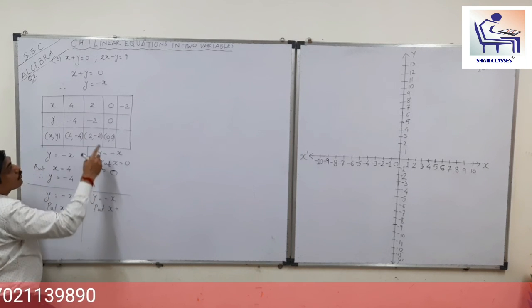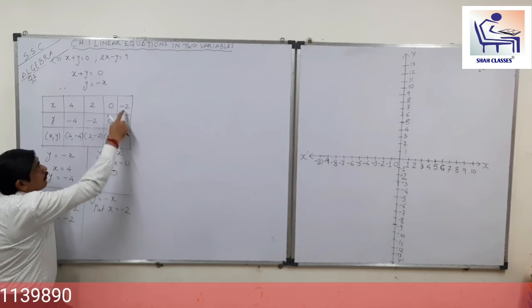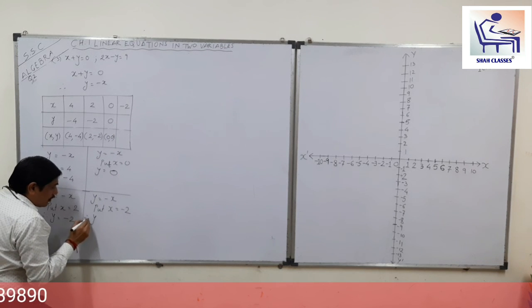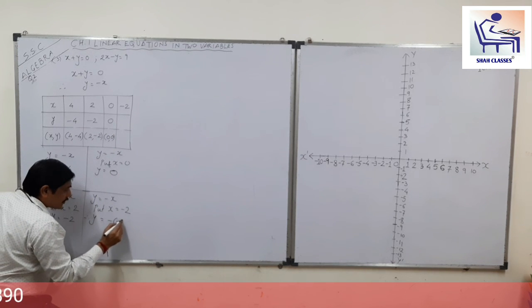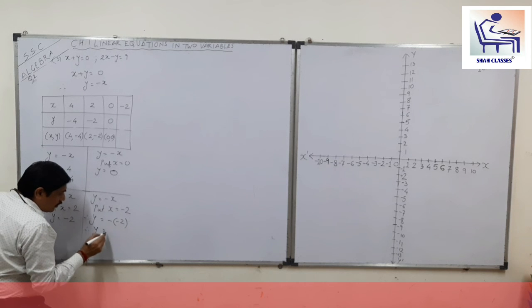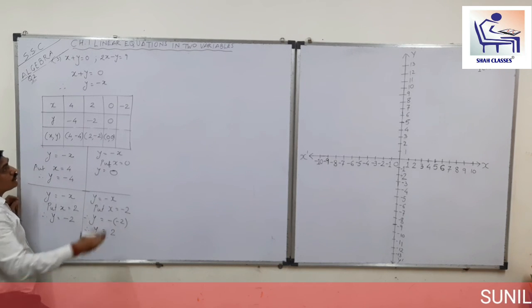Put x is equal to fourth value minus 2. Therefore y is equal to 2.